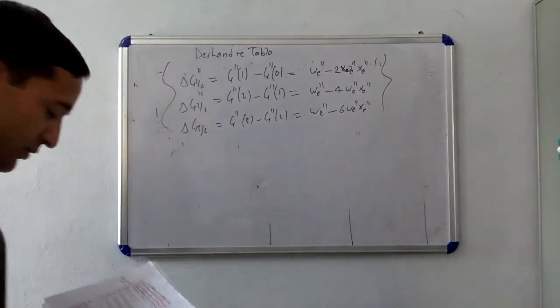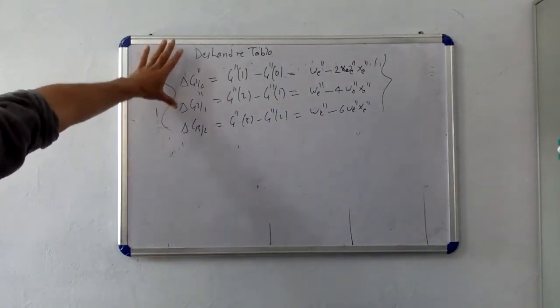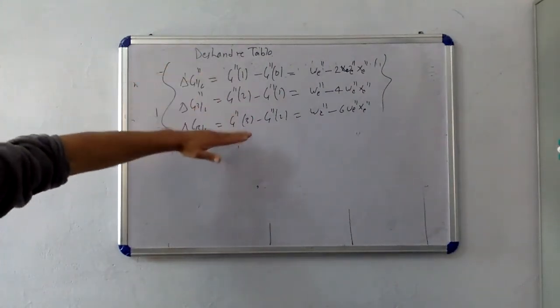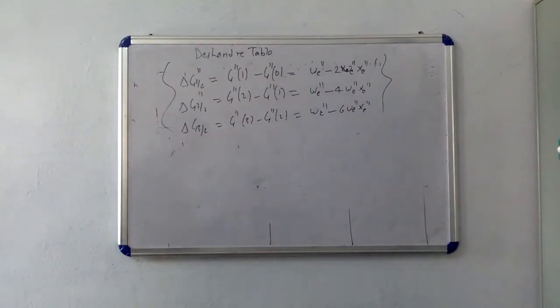Again, the second difference between these bands gives the transitions between the lower energy levels.